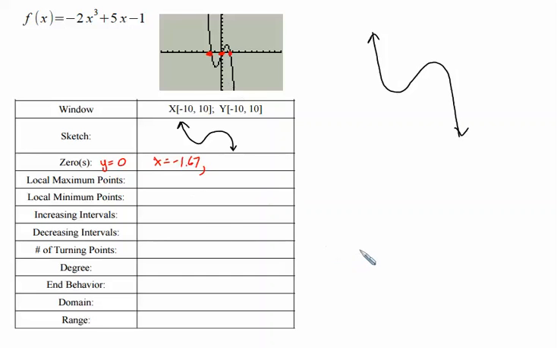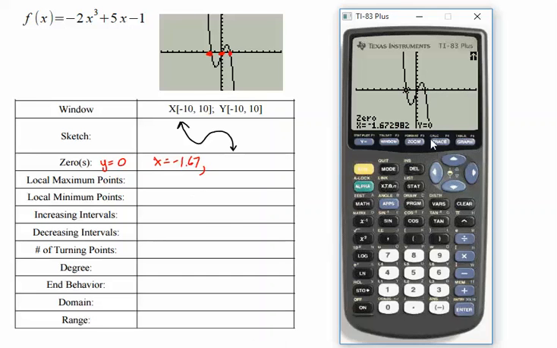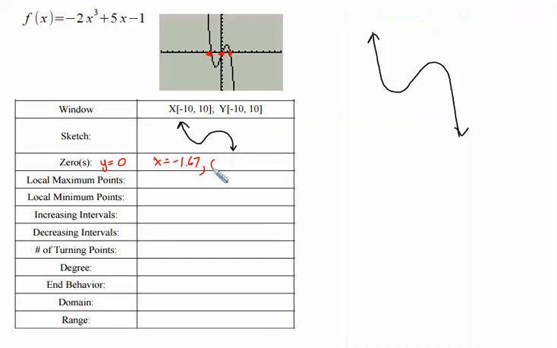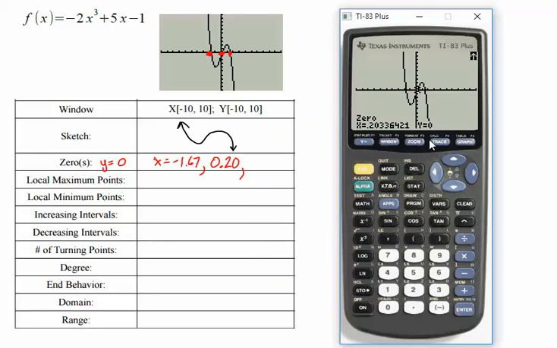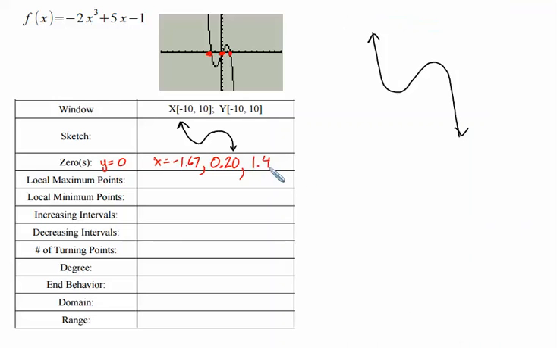Another 0, we have to go back to our calculator. Second trace, 0, left bound, right bound I'm going to say is positive 1, and it looks like there's one right around 0, so I'm going to hit 0 as the guess, and it's 0.203, or we could write 0.20. And the last one is going to be the one on the far right. Second trace to calculate, option 2, which is the 0, left bound, right bound I'll put 5, guess I'm going to put 2, and it comes out to 1.47 when rounded to 2 decimal places.